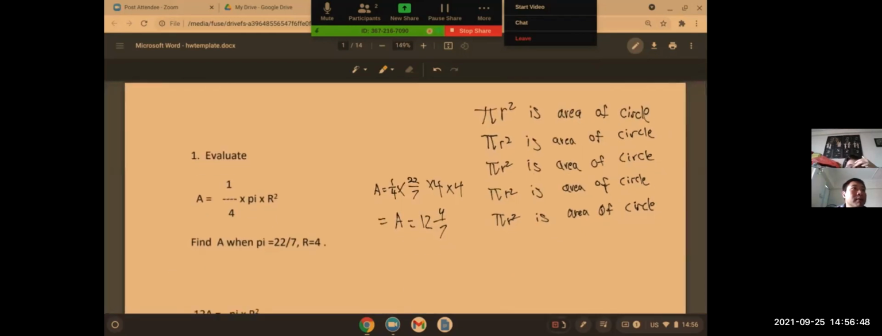Can you underline pi times r squared there? Yeah. So what is this? 22 over 7. No, no. I'm asking what is pi times r squared? Pi times r squared is the area of circle. So in this case, you have pi times r squared, and in front of it, what do you have? A quarter. Yeah, so a quarter times area of circle. So what do you get? Can you circle the whole thing? 1/4 times pi r squared.